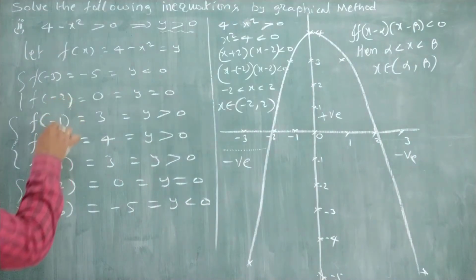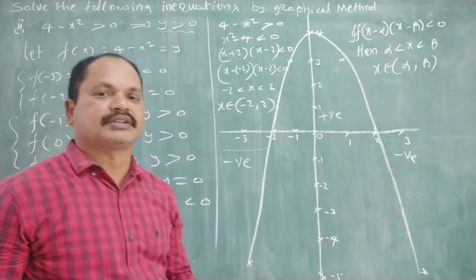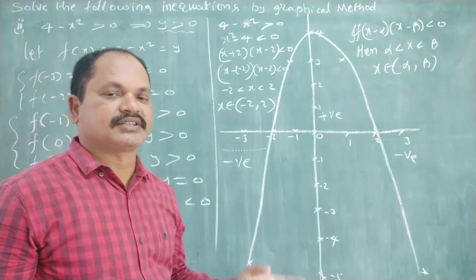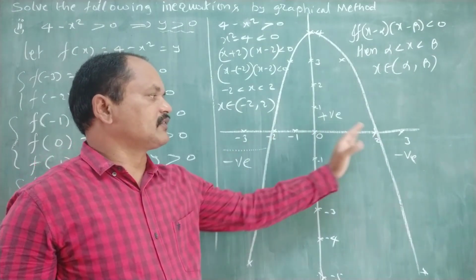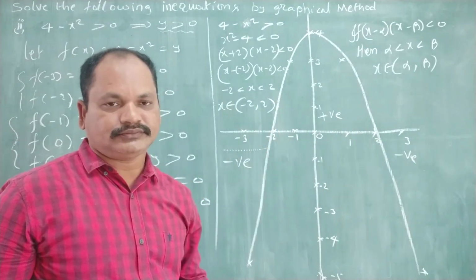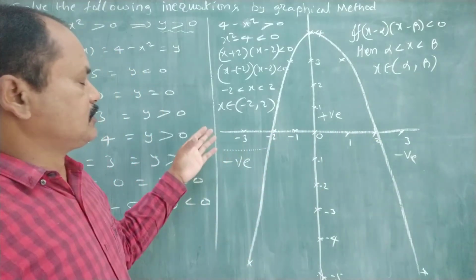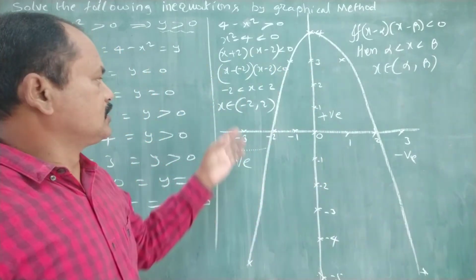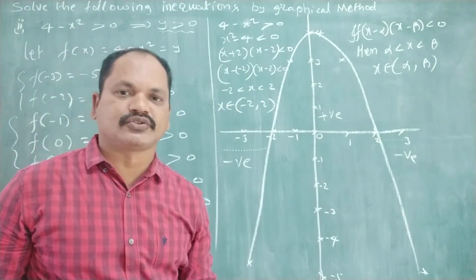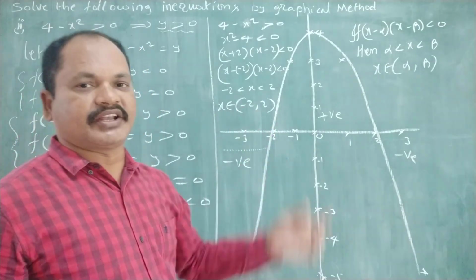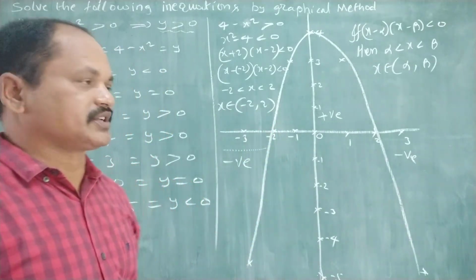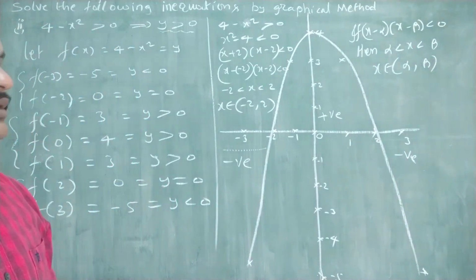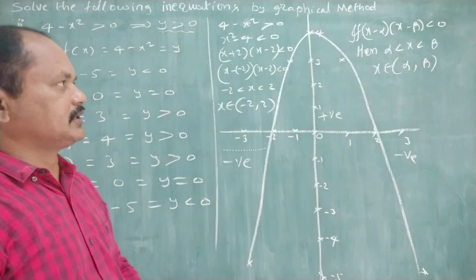That's why the set of real numbers which satisfy the inequation lies within the interval minus 2 to 2. That's why this is the solution set. x belongs to minus 2 to 2. Open interval minus 2 to 2 is the solution set for this inequation. Are you clear? So this is the graphical method.